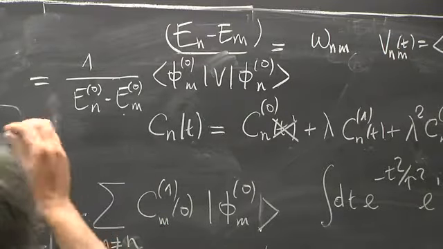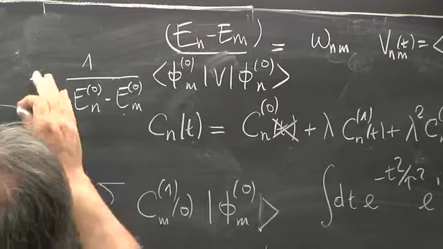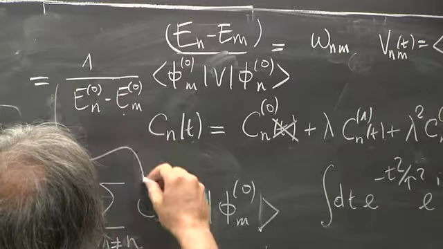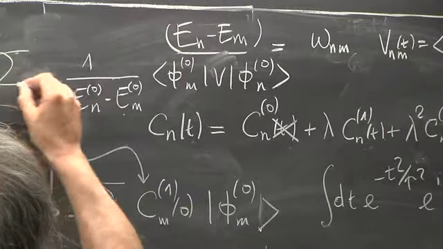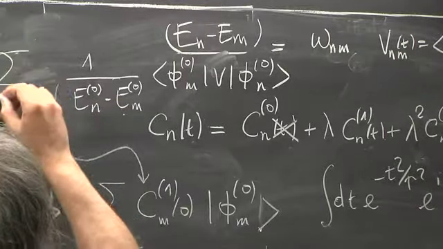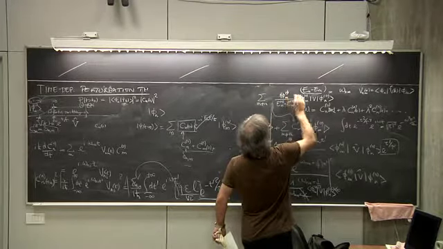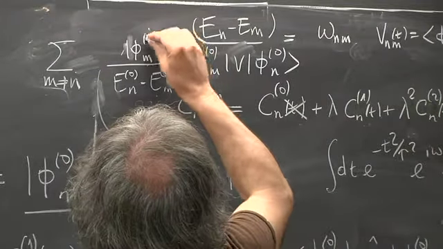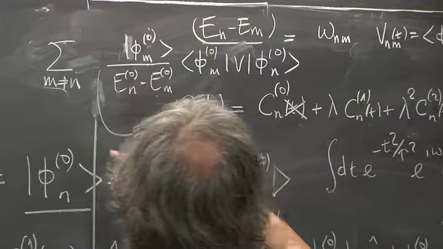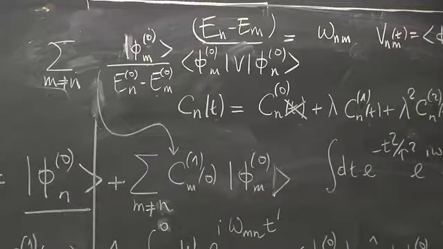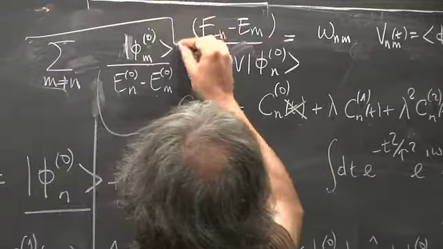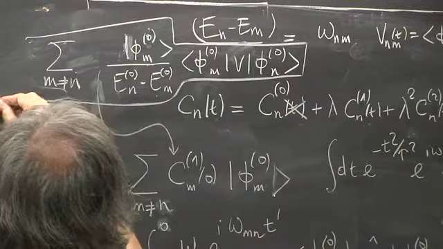Okay? So the result is that the state has a piece, so I should put this here, a piece like sum over M different from N, this thing times phi 0M. Okay? Now, I probably messed up a little bit with the N and the M. Probably not. No. It's perfect. It's incredibly right. Okay? So this is the result of my calculation.